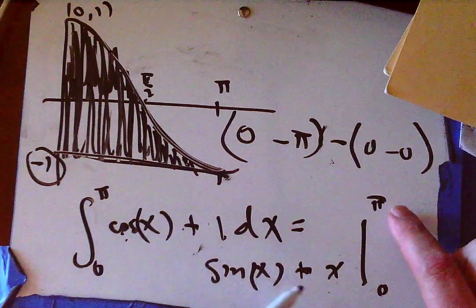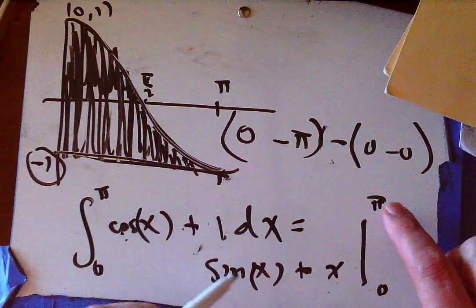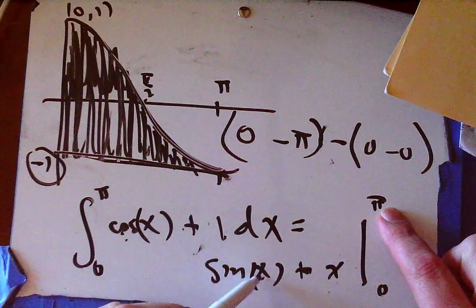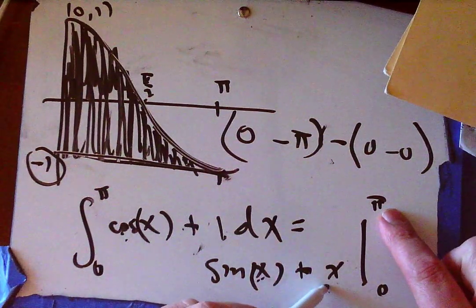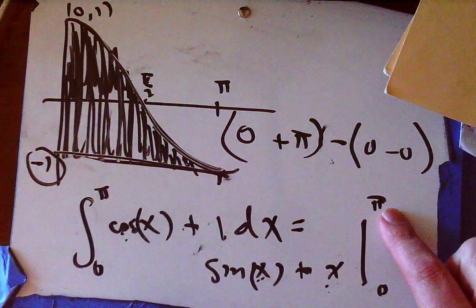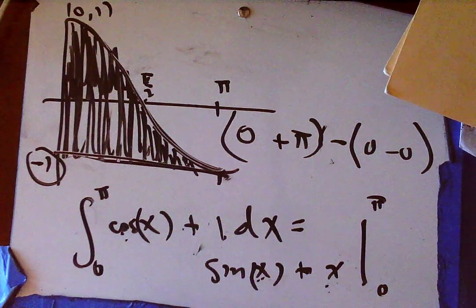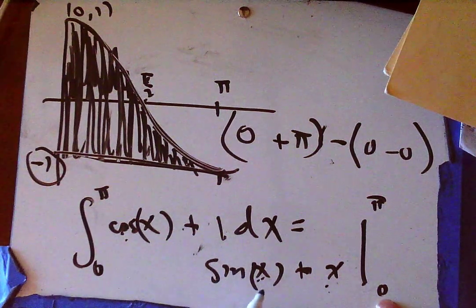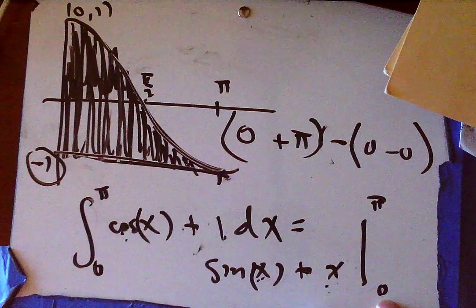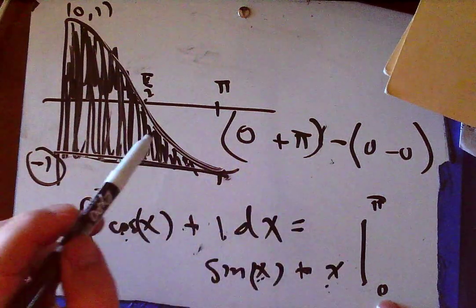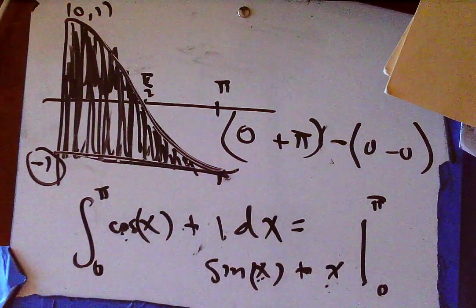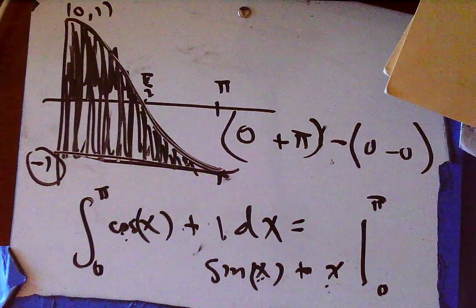Okay, let's go back to evaluating and see what happens. If we plug in a pi here, the sine of pi is still 0, and here we get positive pi. And when I plug in a 0, I get 0 and 0 still. And so my total area is pi. All right, so area is pi.